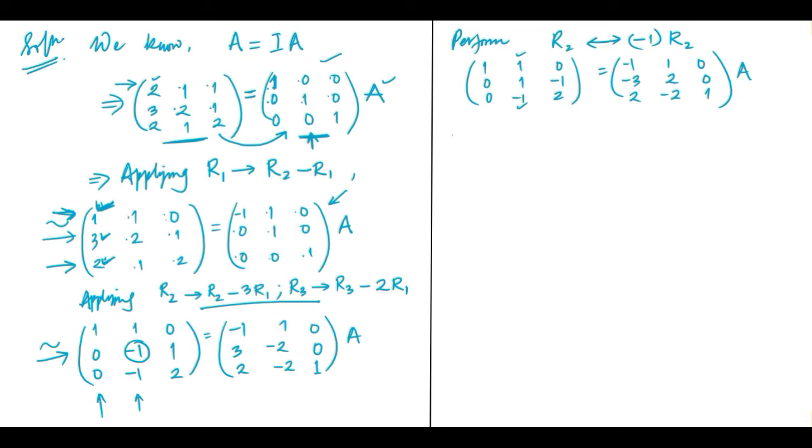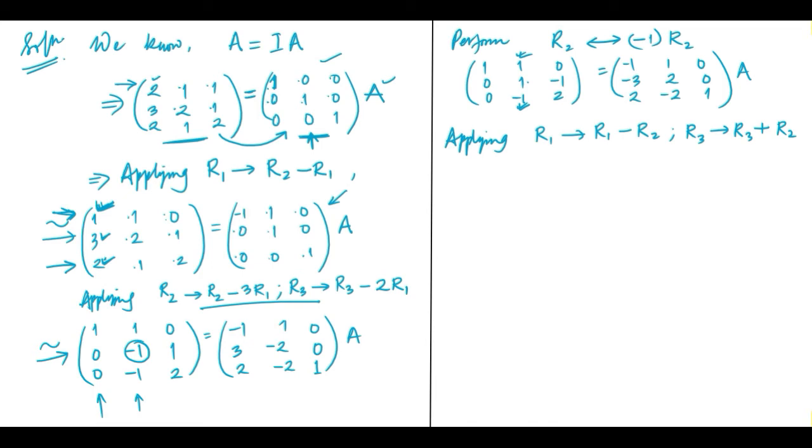Now apply R1 replaced by R1 minus R2. And next, R3 minus 1 replaced by R3, minus 1 plus 1 will be 0. So R3 plus R2 perform.